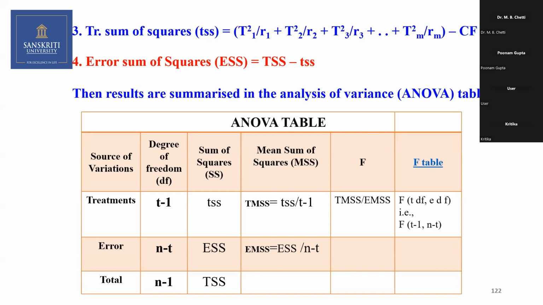TSS stands for total sum of squares. ESS stands for error sum of squares. Small TSS stands for treatment sum of squares. And we need to calculate the mean sum of squares, that is divided with respect to degrees of freedom. And here F is tested. The variances have been tested. Always we put the F table.